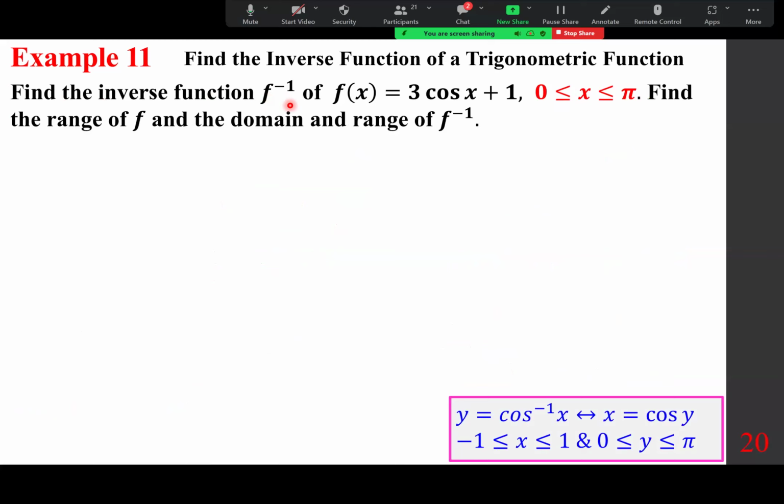Find the inverse function, f inverse, of f of x equals 3 cosine x plus 1, where x is between 0 and pi, and we want to find the range of f and the domain and range of f inverse. I wanted you to be exposed to a lot of examples. This is important, class. That's why I did quite a few here. So f of x is 3 cosine x plus 1, and we change it to y because it's easier to work with.